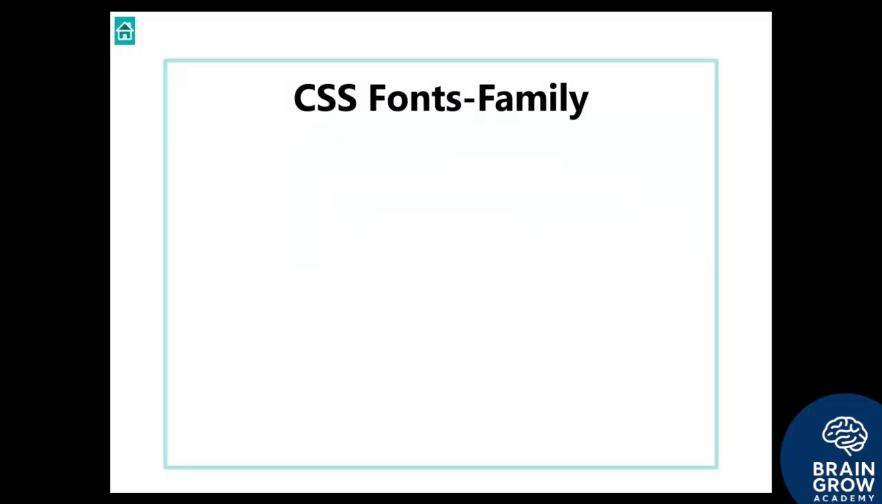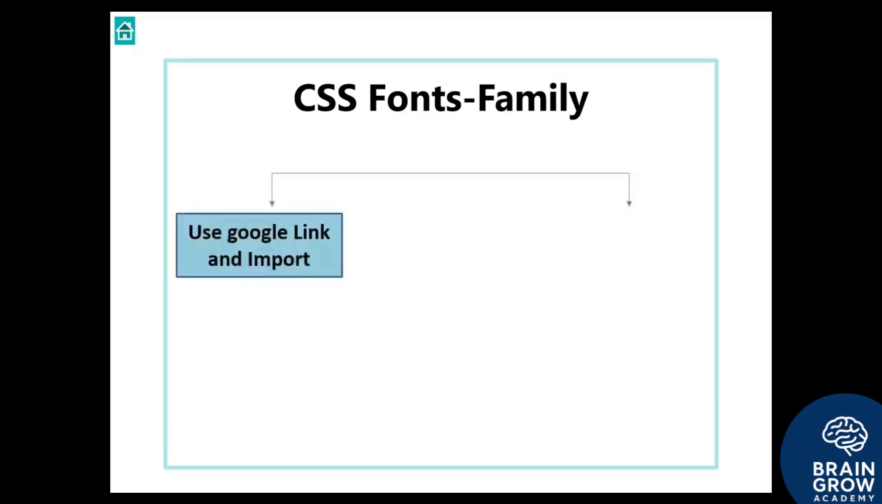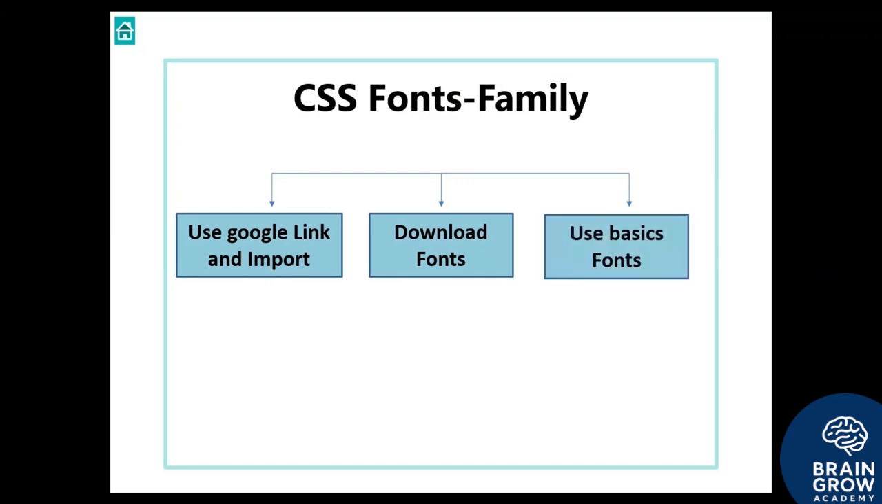All right, let's now talk about the CSS font family property. So the font family is used to change the style and font of the text. There are three main ways of using fonts that we will discuss. First, we can import the fonts from Google and link them to our website, all of this inside of VS Code. The second method is to download different fonts from Google and use them on our website. Third, we can also use basic fonts that are stored in the browser by default. Alright, so let's now move on to VS Code and explore these properties in detail.